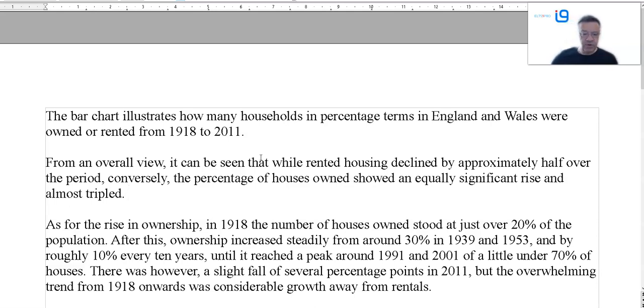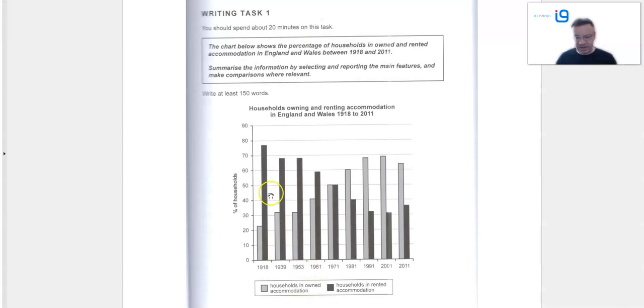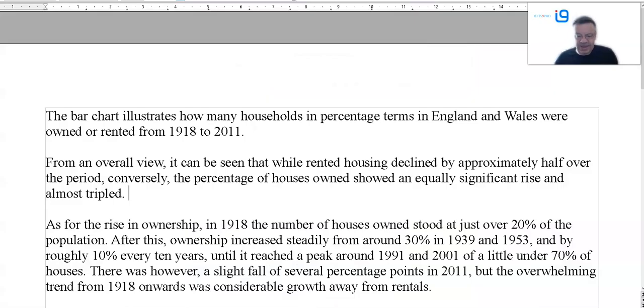From an overall view, it can be seen that renting went down approximately half. Conversely, houses owned saw a significant rise and tripled. Because if you look at the figures, you can see what it's like. Renting has gone down from just below 80,000 to just below 40,000, so it's kind of halved. Conversely, ownership went from 20,000 up to just under 70, so it's tripled, essentially, yeah? 20, 40, 60. So that's the key trends or features.